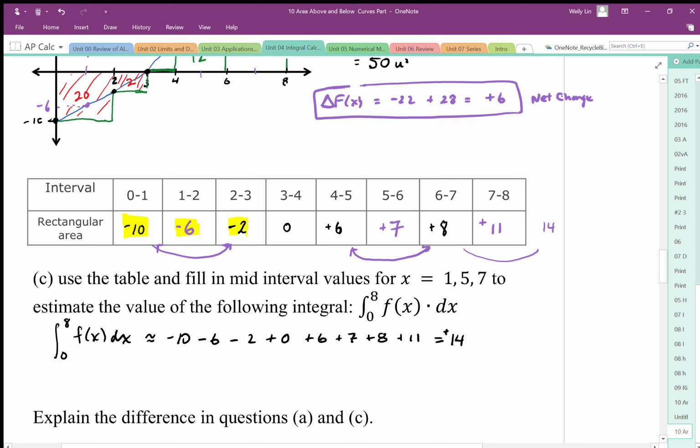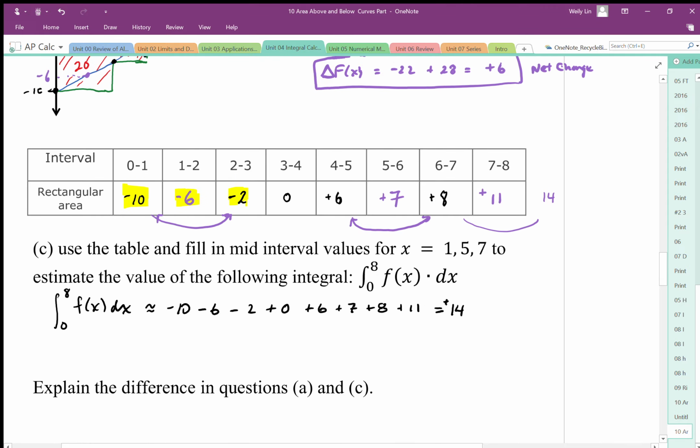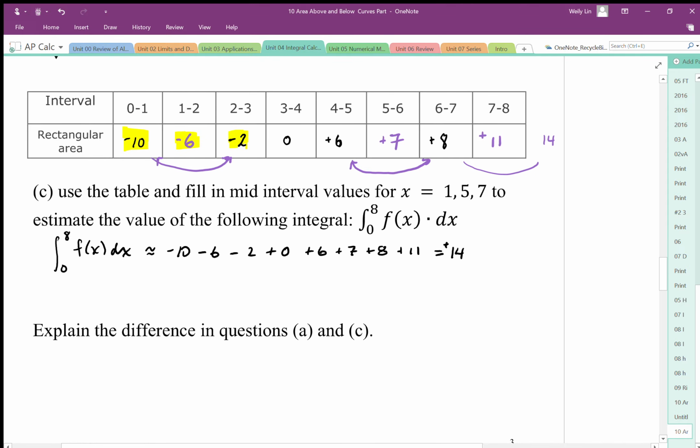And so the difference between A and C really is that one is an area, and the other one is displacement. So A represents area, and C represents displacement.